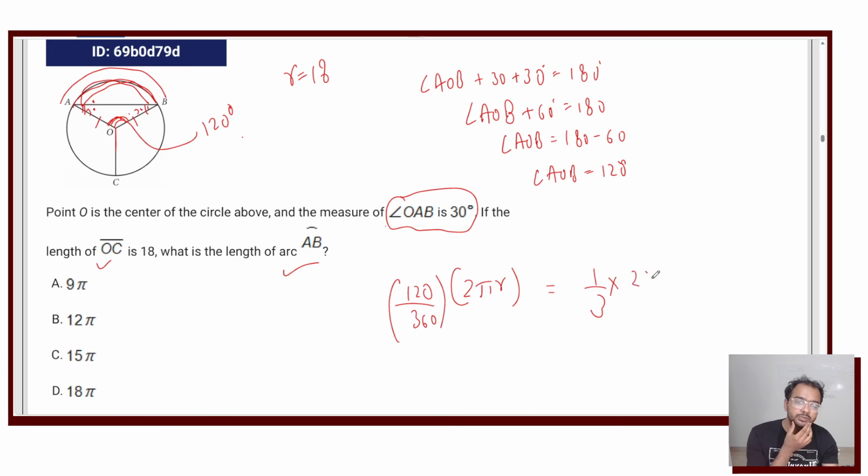So 1/3 times 2 pi, and the radius is given as 18. So 3 times 6 is 18. 6 times 2 will be 12 pi. It means that 12 pi will be the length of this arc. So in all such questions, you just need to find what fraction of the circle you have and multiply it with the formula for the circumference.